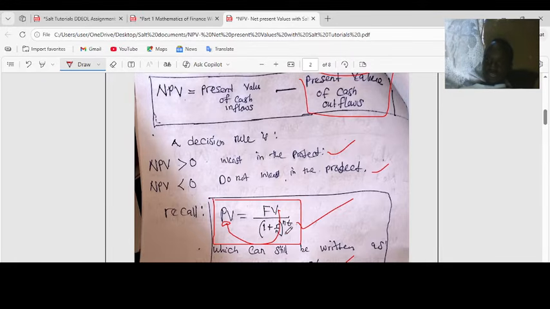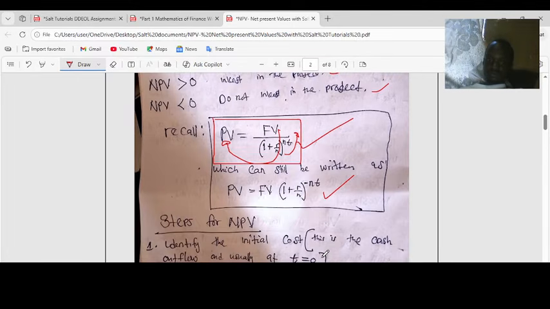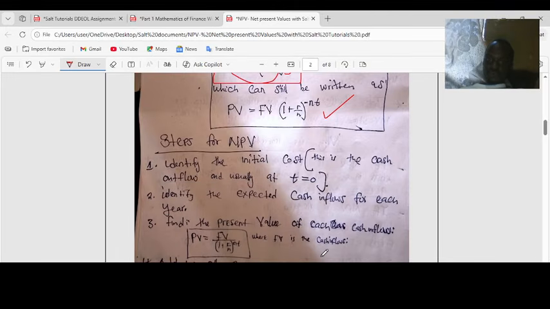If you want to take this on top, it means that the power will be negative n. It's the same thing. So what are the steps to consider when you're trying to solve for NPV? Identify the initial cost. What is this initial cost? This is the cash outflow, and it is usually at t equal to 0. It's at the start in most cases.